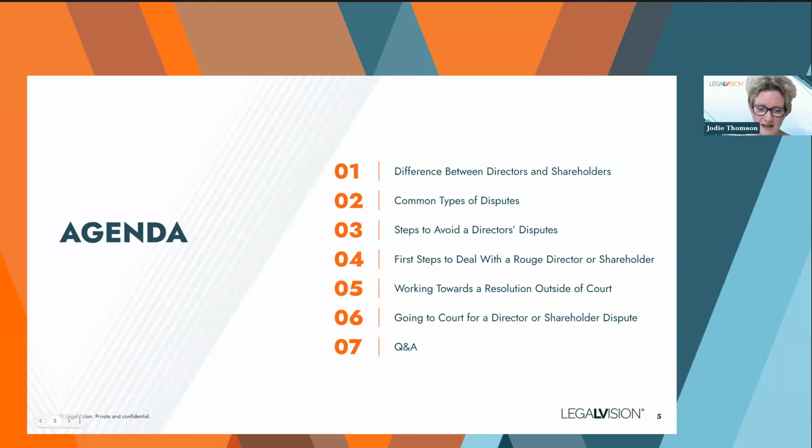So today, we're going to be discussing the most common director and shareholder disputes and issues that we see among clients and companies. Briefly, we will be covering the differences between directors and shareholders and how those different roles come into play in disputes. Some of the most common types of disputes that we see, some steps to avoid directors' disputes, the first steps to deal with a rogue director or something going wrong within the company, within the management team, how to work towards a resolution outside of court, and if you do need to go to court, some advice on going to court with a director or a shareholder dispute. Then we'll have some Q&A at the end. Again, please submit your questions throughout the webinar in the chat function and we'll answer them at the end.